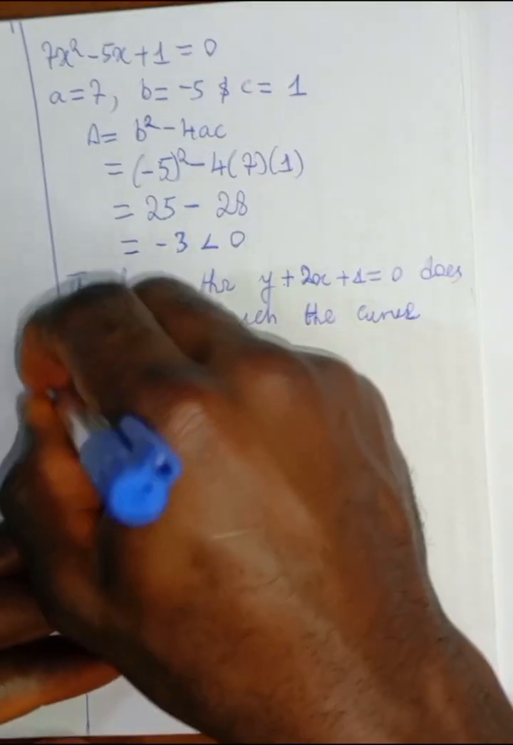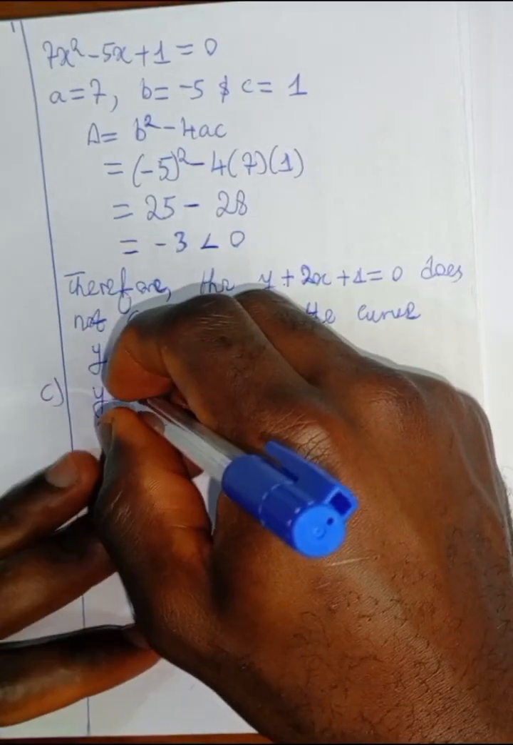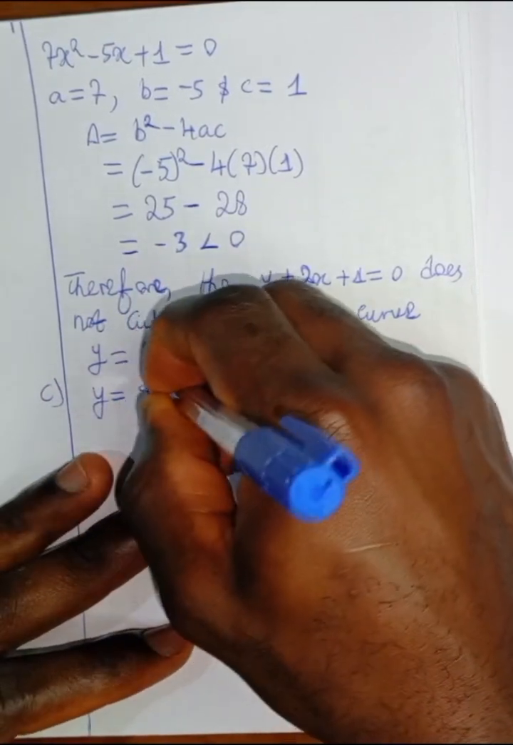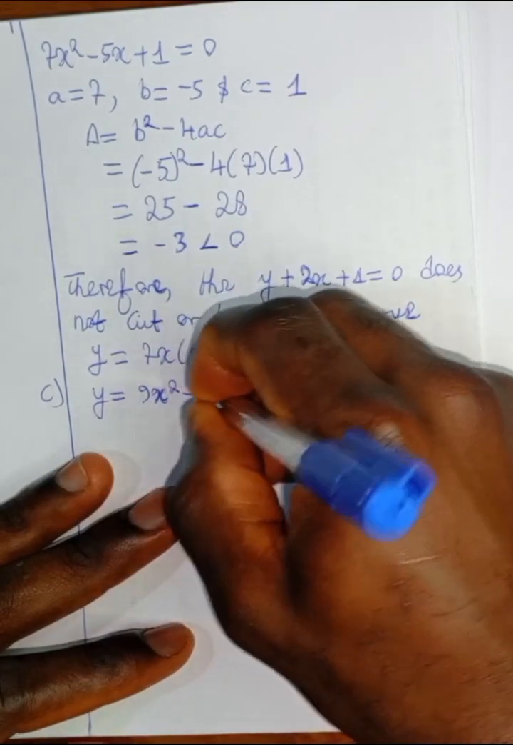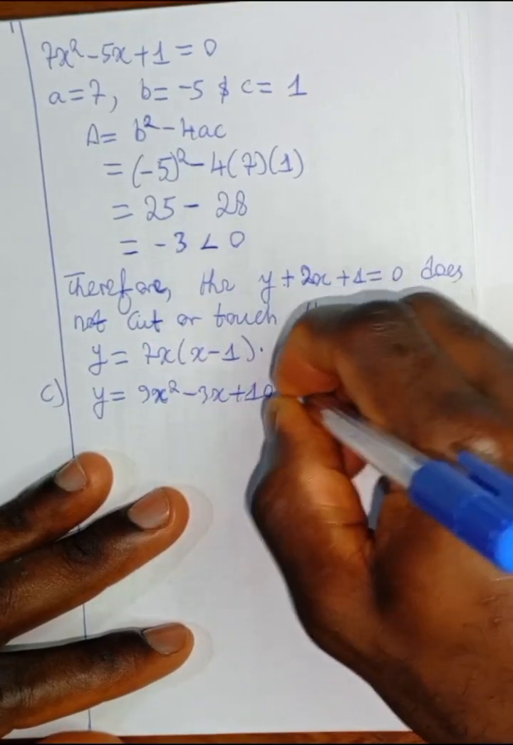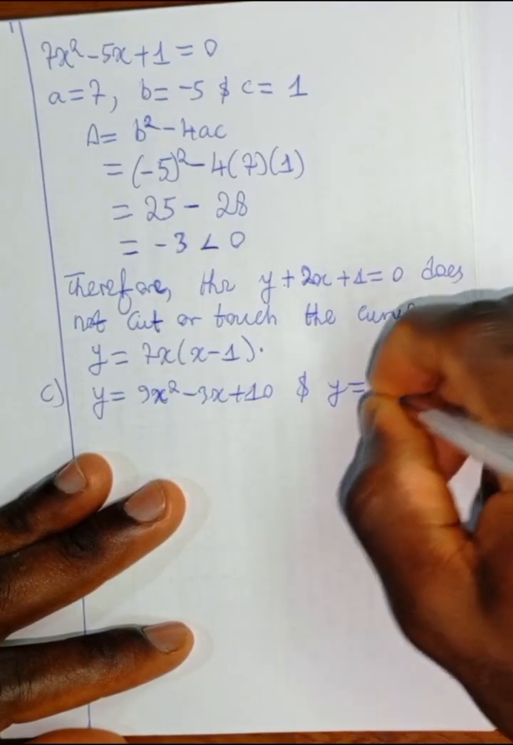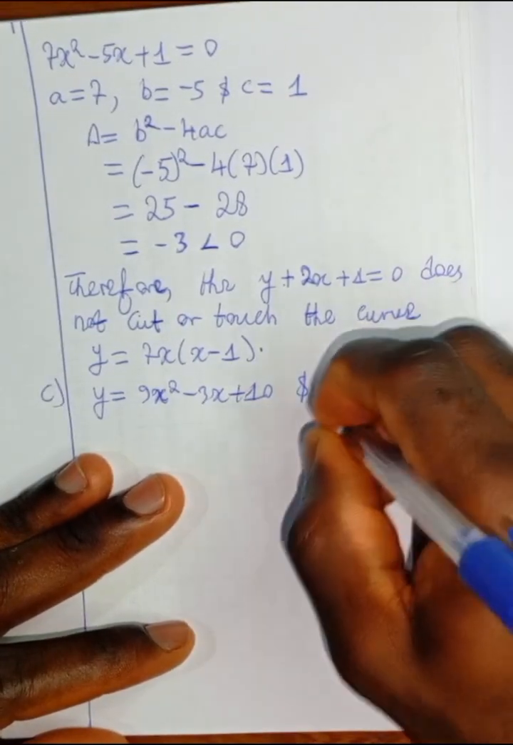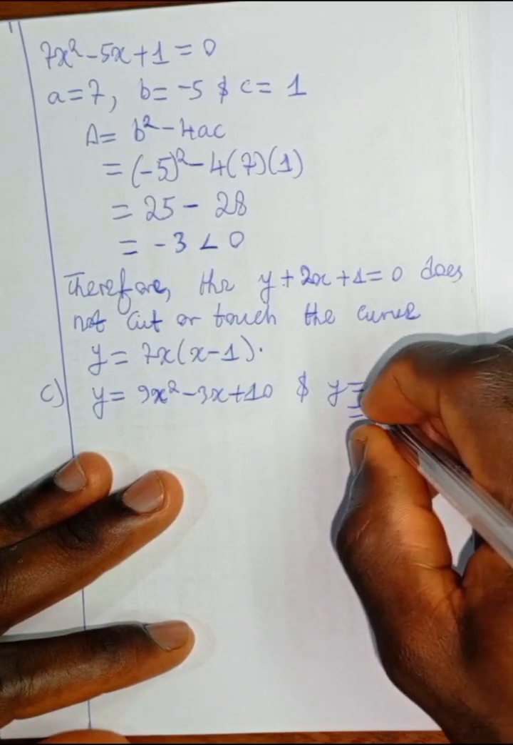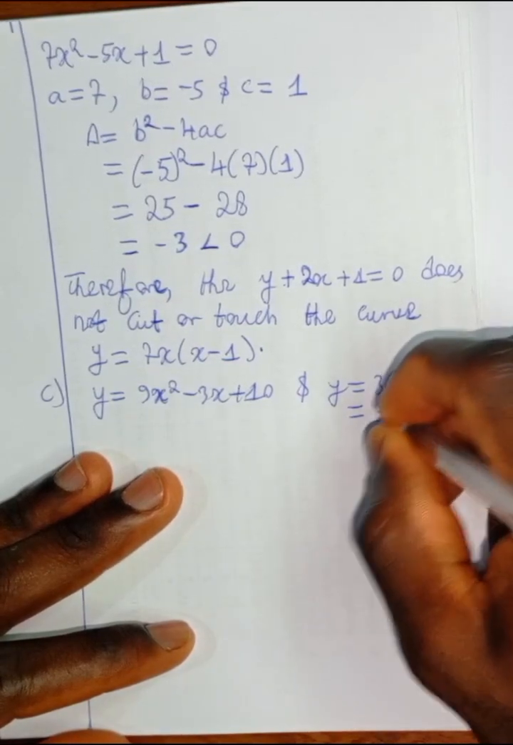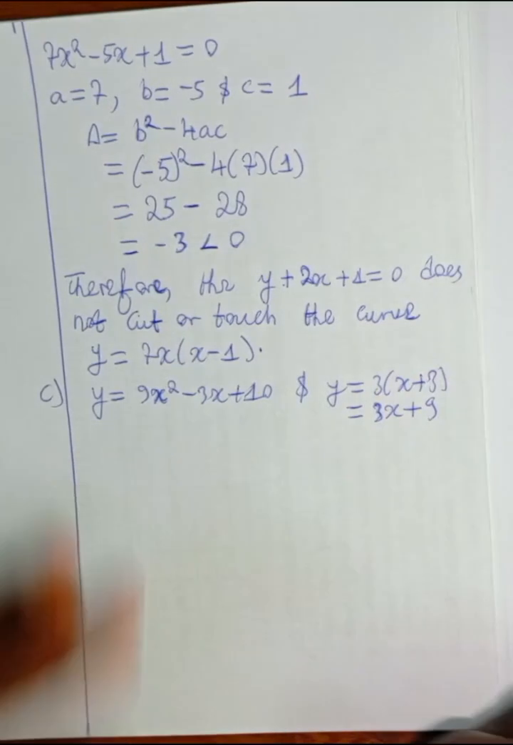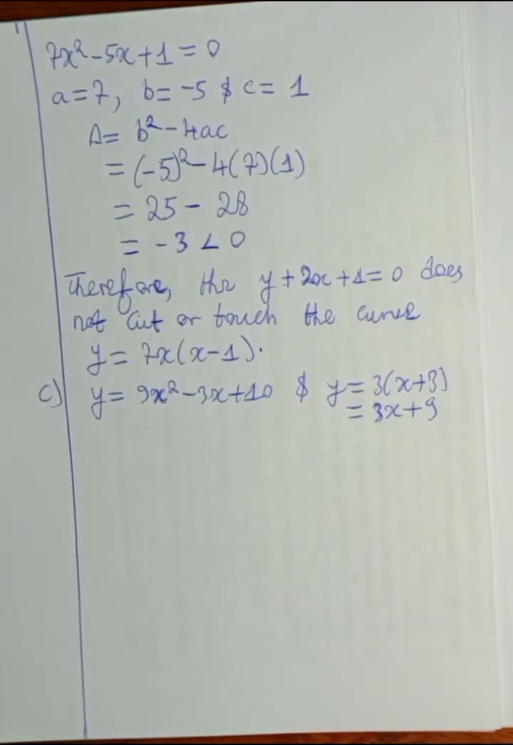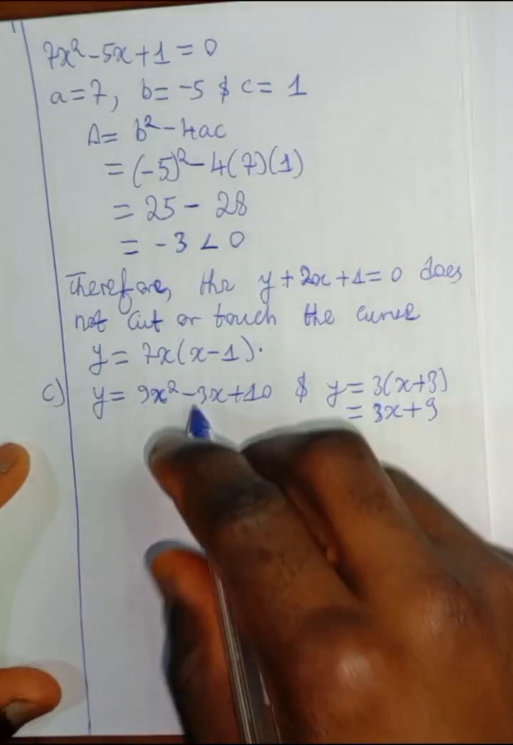We go to the next question, which is question C. We have the curve y equal to 9x squared minus 3x plus 10, and the line y equal to 3 times x plus 3. We know this line is simply the same as the equation of the line 3 times x gives 3x, plus 3 times 3 gives 9. We expand. Next, we know if the line meets or intersects with the curve at those points, the equation of the line will be equal to the equation of the curve. So we equate the two equations.